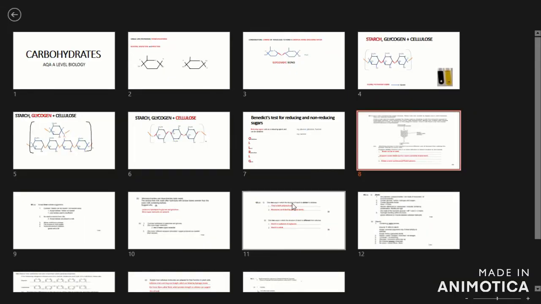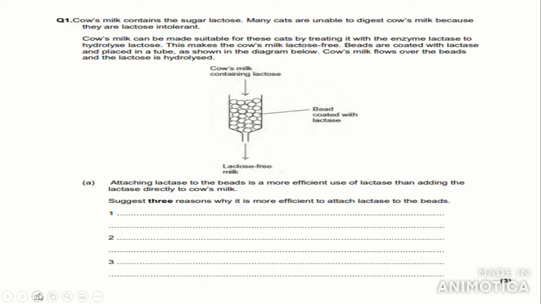The examiners love to ask you about these kind of bead contraptions. So let's read the question. Cow's milk contains the sugar lactose, so we can highlight that. Many cats are unable to digest cow's milk because they are lactose intolerant. Cow's milk can be made suitable for these cats by treating it with the enzyme lactase to hydrolyze lactose. This makes the cow's milk lactose-free. Beads are coated with lactase, that's a pretty important point, and placed in a tube, as shown in the diagram below. Cow's milk flows over the beads and the lactose is hydrolyzed.